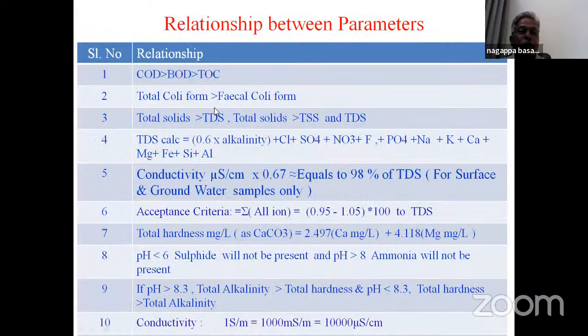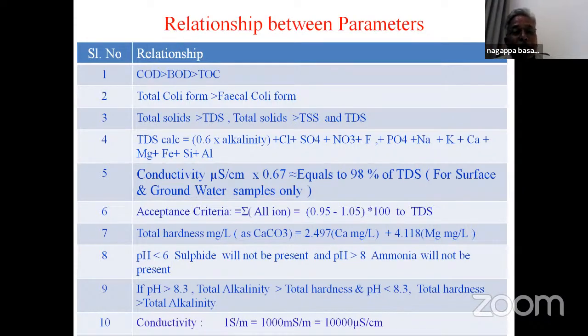And one more interesting relation is there. In case of wastewater, COD is always greater than BOD and TOC. In case of borewell water or surface water, total coliform is always greater than fecal coliform. The majority of labs are reporting it the opposite way. Total coliform in general is always more than fecal coliform.